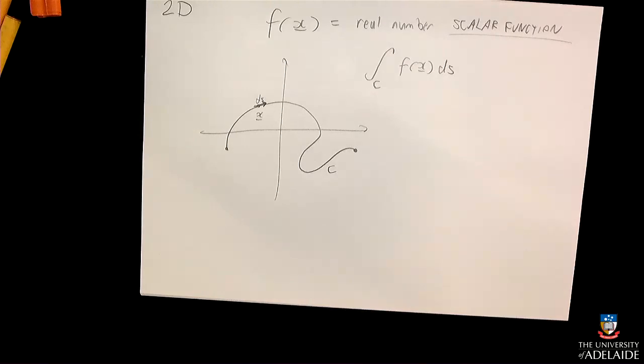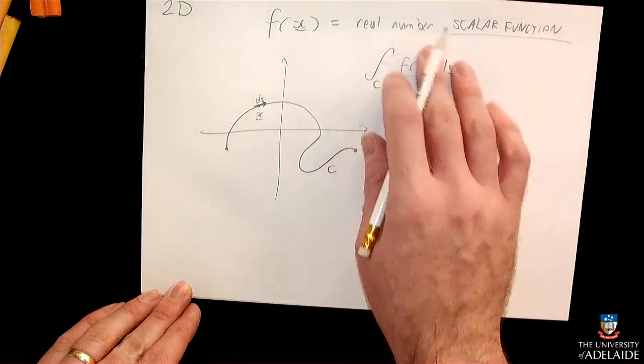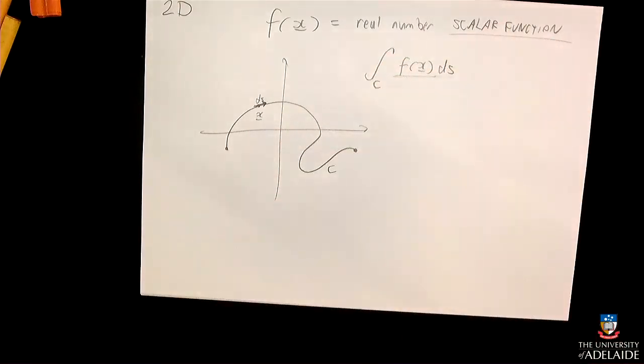Okay. So the first thing I need to say before I do anything else is that you can only integrate a number. There is no such thing, technically, as integrating a vector. We have to turn it into a number in order to integrate it. So what we have is a number here multiplied by a distance, and we add up all of those, and we get a total answer. Okay, this is all well and good.